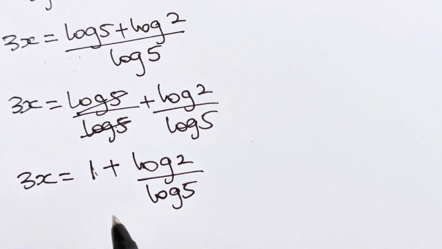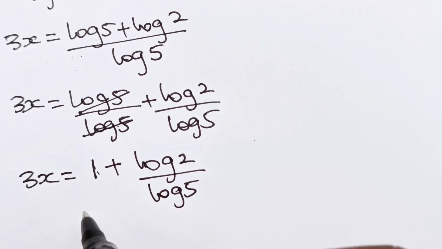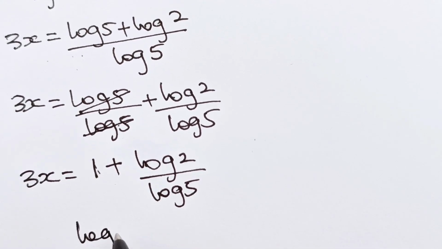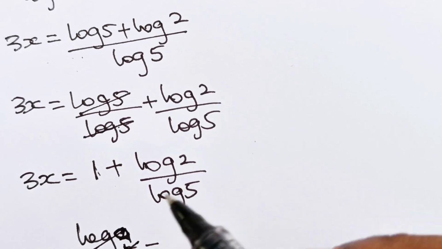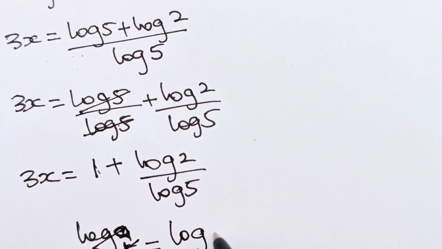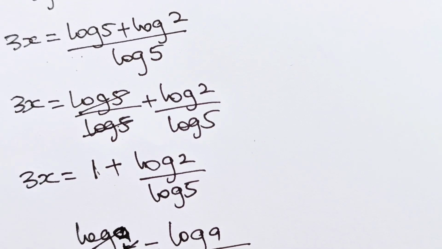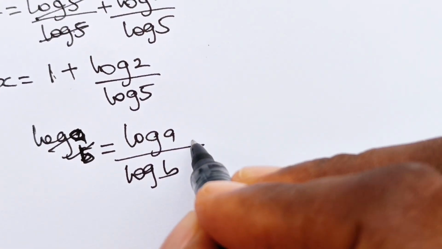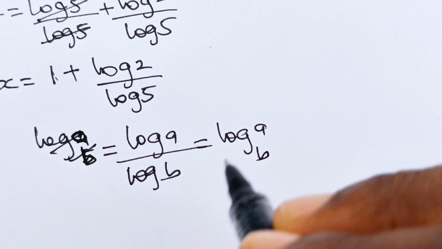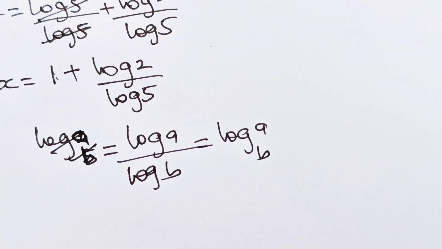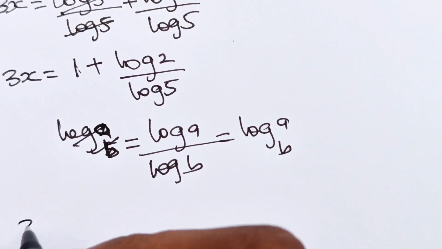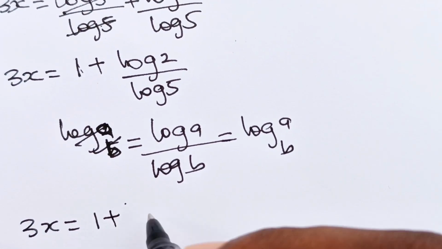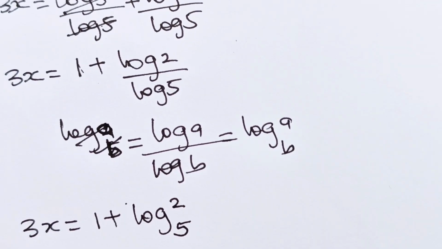Now, recall this law of logarithm that states that log a base b is equal to, what am I saying? When you have something like this, that is when you have log a divided by log b, this particular law is saying that this is equal to log a base b. So that simply means that we can rewrite this as 3x is equal to 1 plus log 2 base 5.